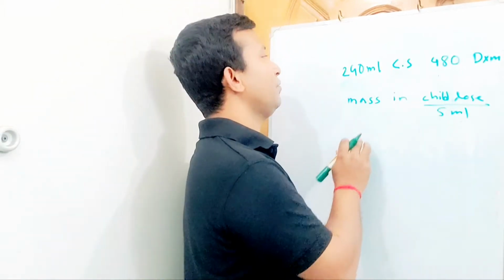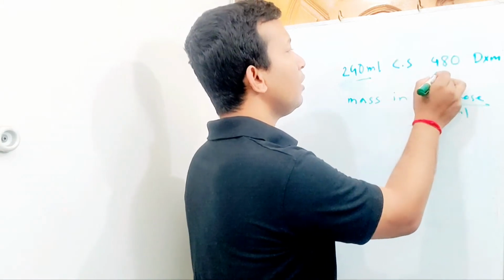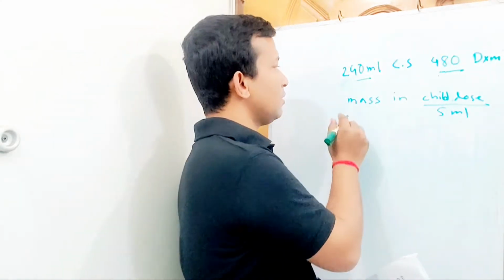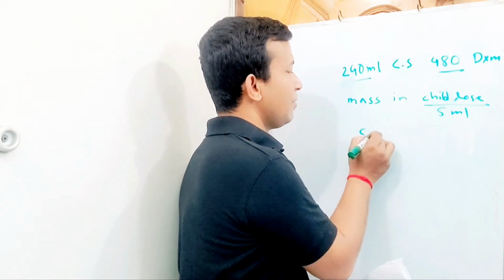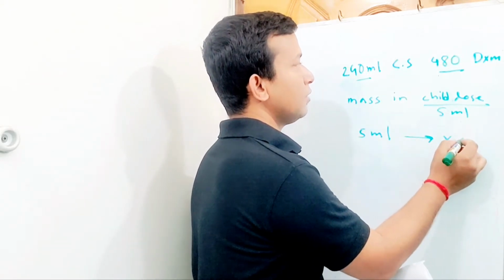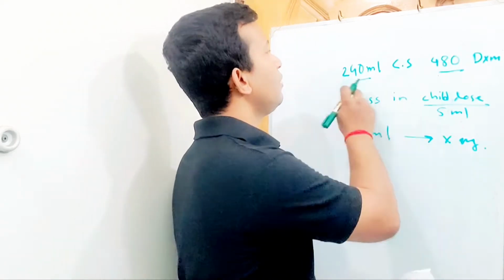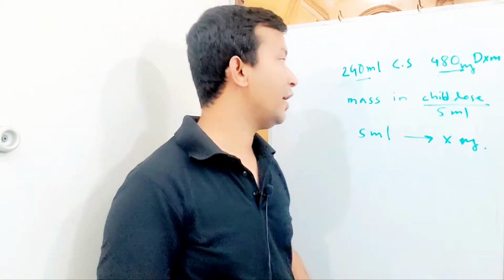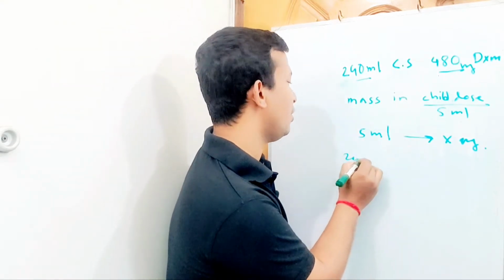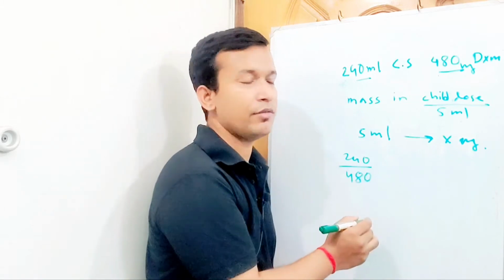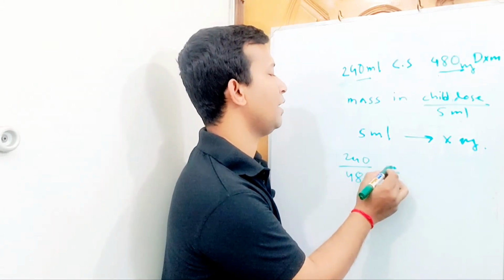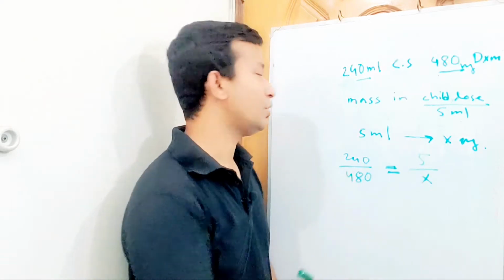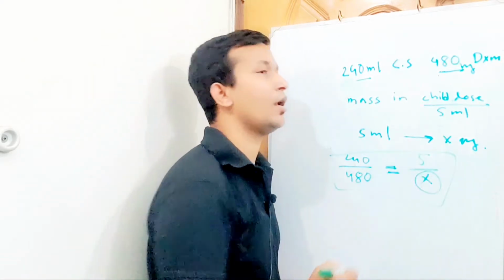Now you see you have two pieces of information: 240 ml versus 480 milligram, this is statement 1. This is just giving you a ratio, and the second one is 5 ml versus x milligram. Here 240 ml is related with 480 milligram, and here 5 ml is related to x milligram. So we can make a ratio like 240 divided by 480, and we can write it as 240 by 480 equals 5 by x. This is how you can make a relationship with some unknown numbers, and you can solve it.